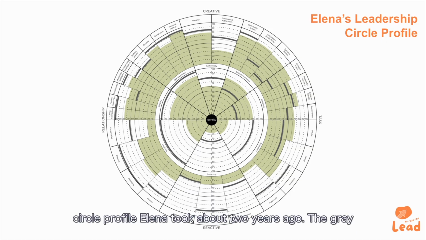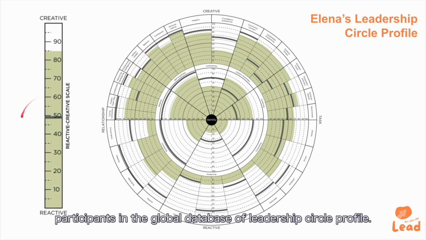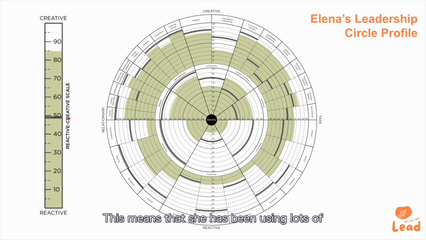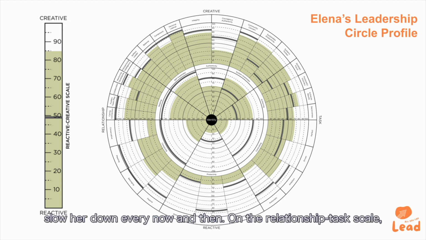This is the Leadership Circle profile Elena took about 2 years ago. The green shades are the peer assessments and the gray lines are her self-assessments. On the creative reactive scale, she's between 50 to 80 percentile among all participants in the global database of Leadership Circle profile. This means that she has been using lots of creative competencies, while the reactive tendency may slow her down every now and then.